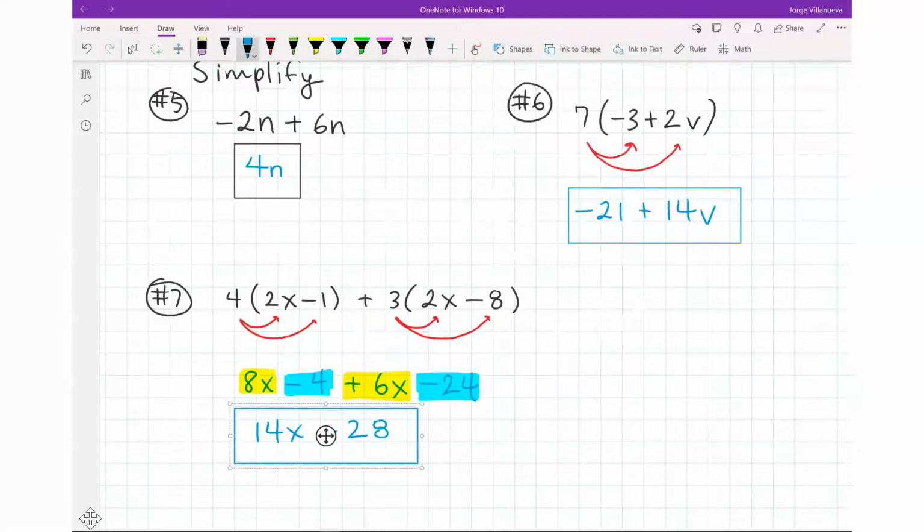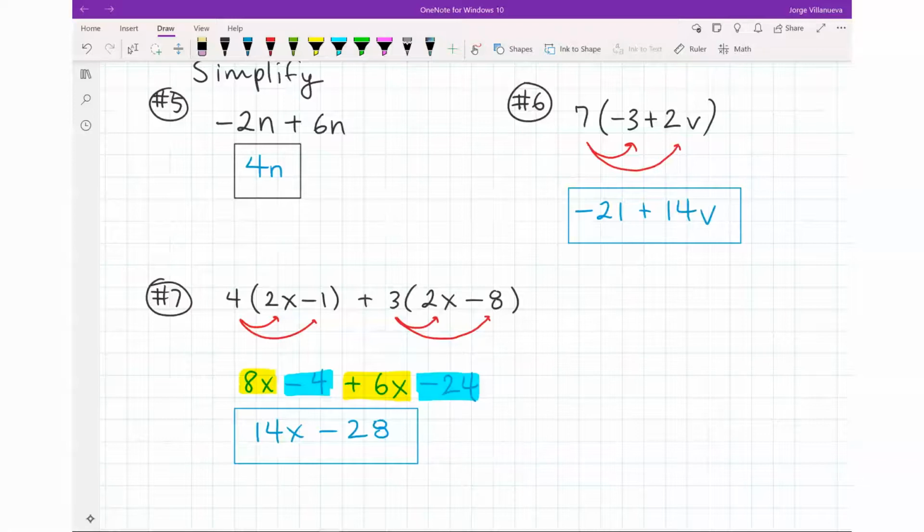Can I subtract, because there's a common miscue here. Can I subtract the 14 minus the 28? Why not? Aren't they just numbers? No, right? What's their difference?